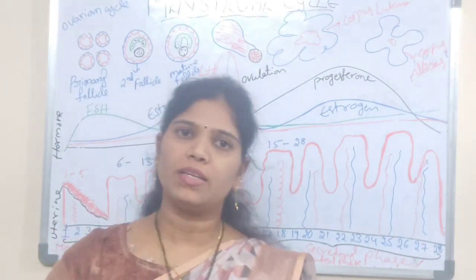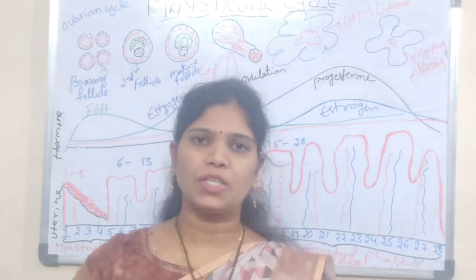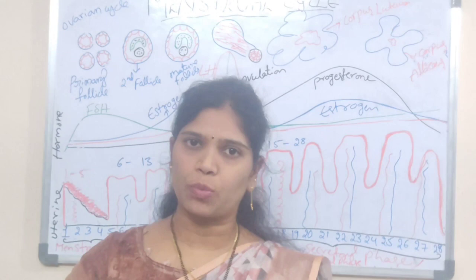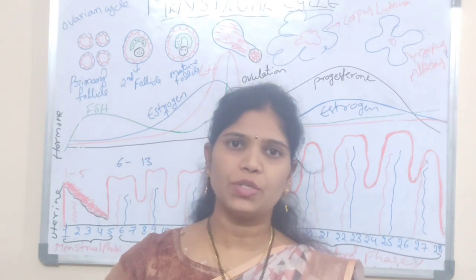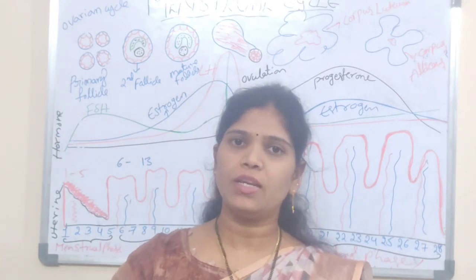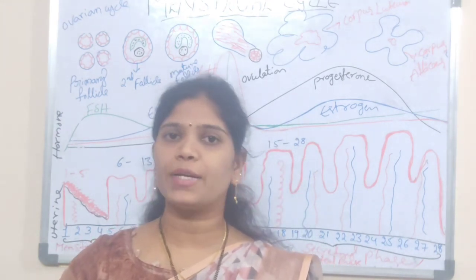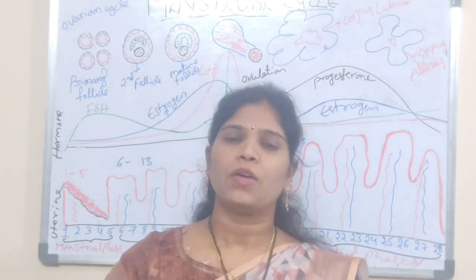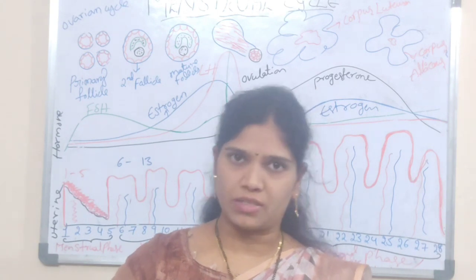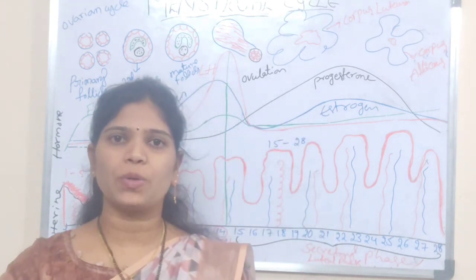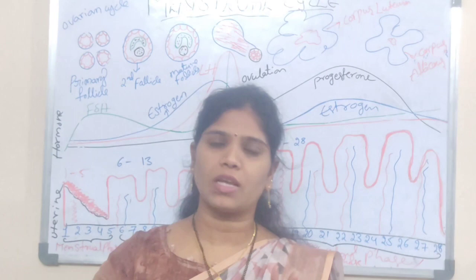The menstrual cycle is a series of natural changes in the production of hormones and the structure of the uterus and the ovaries in the female reproductive system, and it makes pregnancy possible. Without the menstrual cycle there is no pregnancy. And today in this lecture we are going to discuss the menstrual cycle.